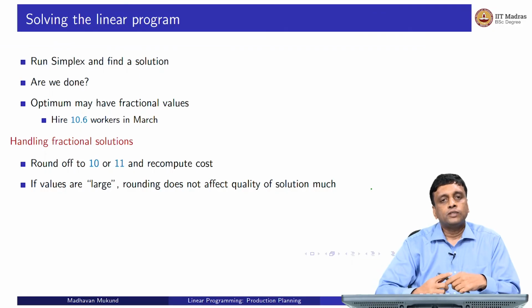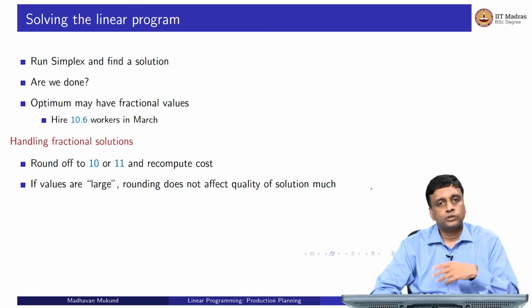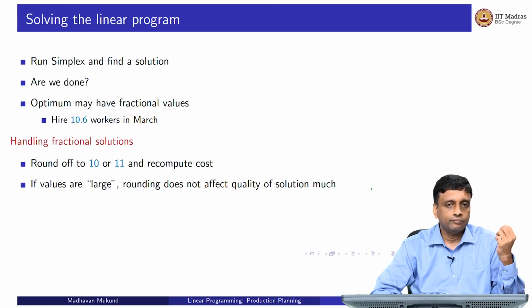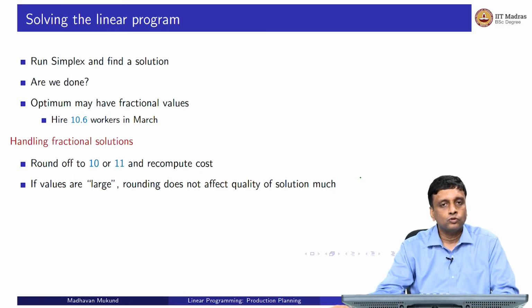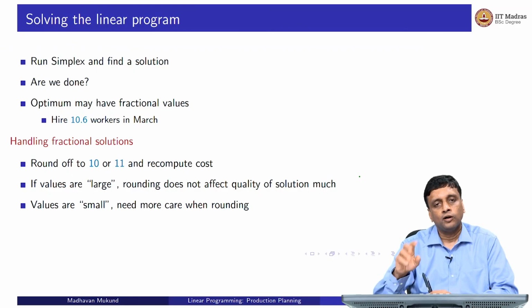So if your values are very large, if your solutions are things like 1,800 and 1,900 and so on, then you can imagine that adding plus or minus half may not change much to the overall cost. But if your values are small like 10.6, then 10 and 11 can make a huge difference. Remember, 20,000 rupees is what you pay for a worker. So between 10 workers and 11 workers, you end up incurring an extra cost of 20,000 rupees, which might be a large fraction of your overall cost. So if the values are small, you need to be very careful when you're rounding.